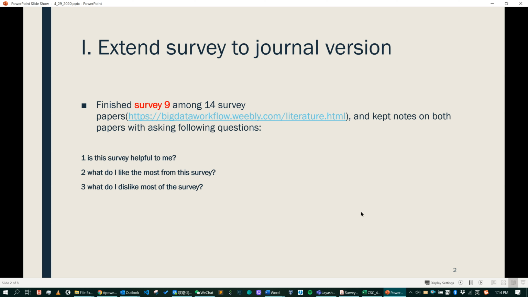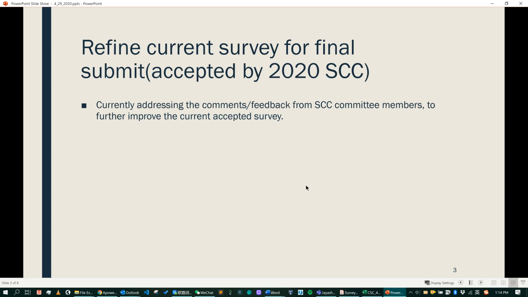And moving to the next item, I keep refining the current survey for the final submission, which was accepted by the 2020 SCC committee, IEEE committee. We are very happy we got accepted, and currently we are addressing the comments and feedback from the SCC committee members, and we are trying to improve the current shape of the survey based on their feedback, which we think is very helpful.